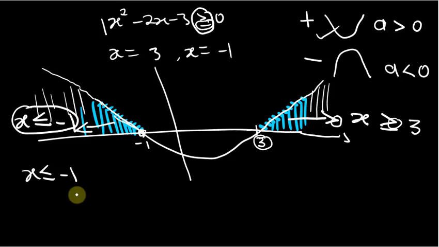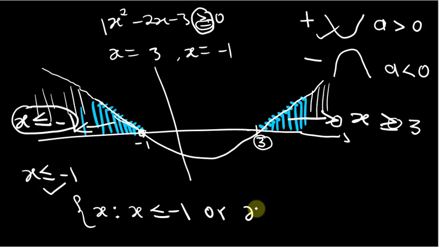So the truth set is going to be x is such that your x is less than or equal to -1, that is this particular one, or x is greater than or equal to +3, that is this particular one. This is the truth set of this particular quadratic inequality using the graphical approach. Let's try and use the testing approach using the number line.